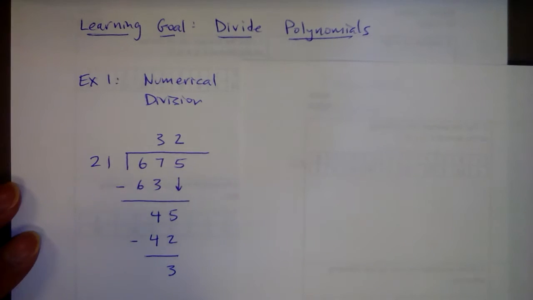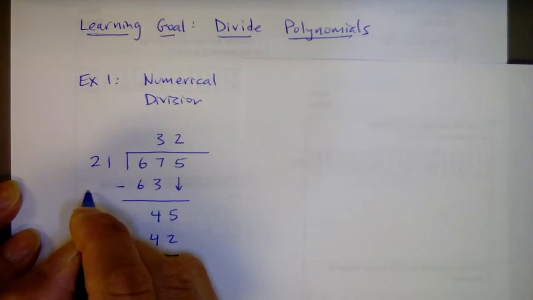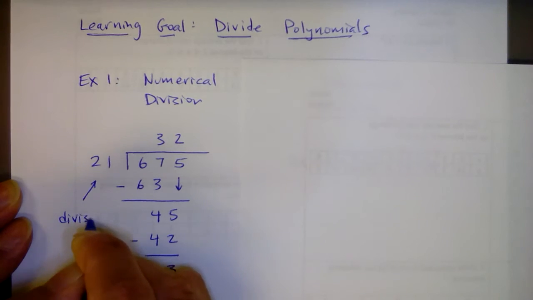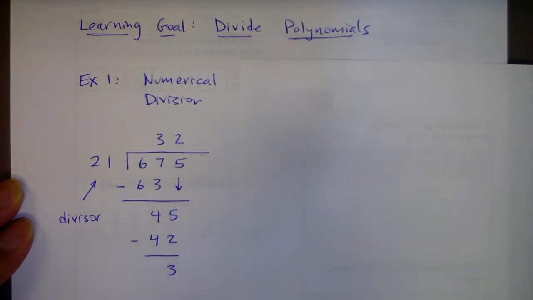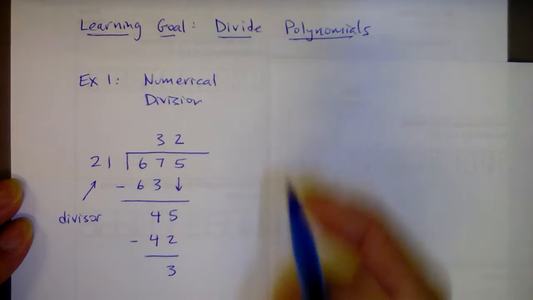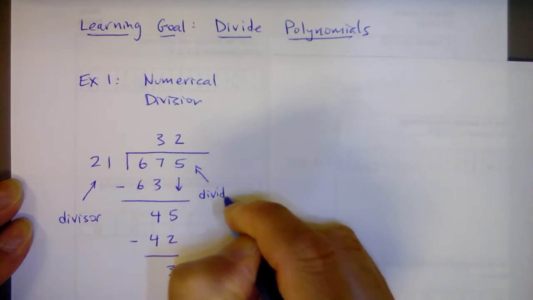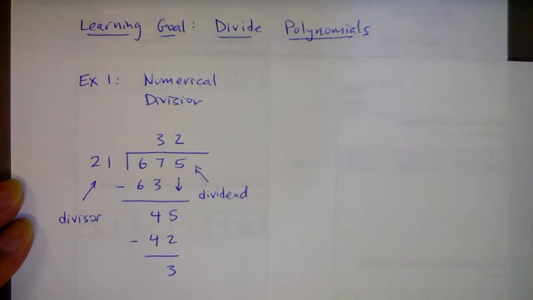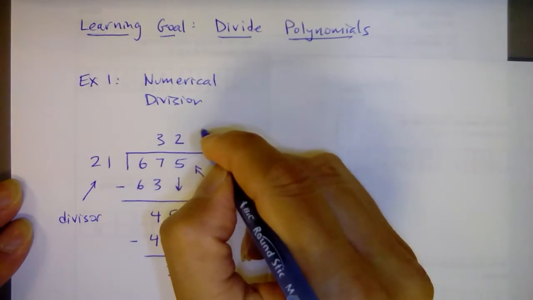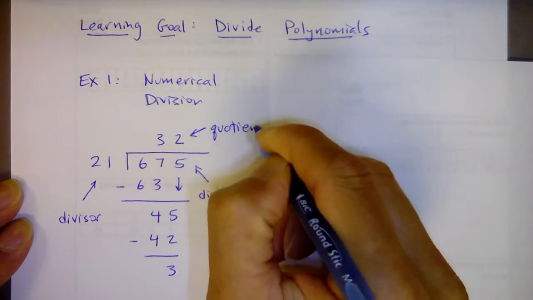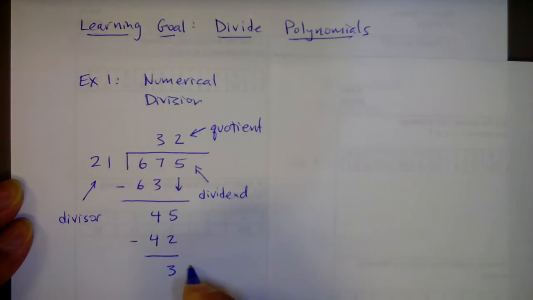I also want to remind you about some terminology. The number that's doing the dividing is called the divisor. The number that's being divided is called the dividend. The answer to the division problem is called the quotient. And the number that's left over is called the remainder.